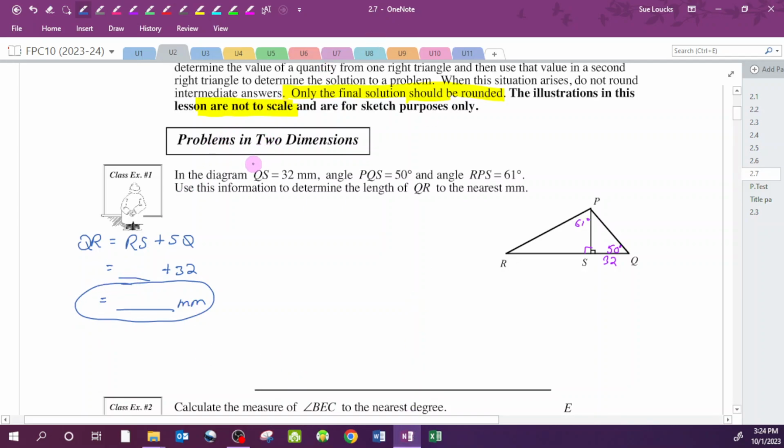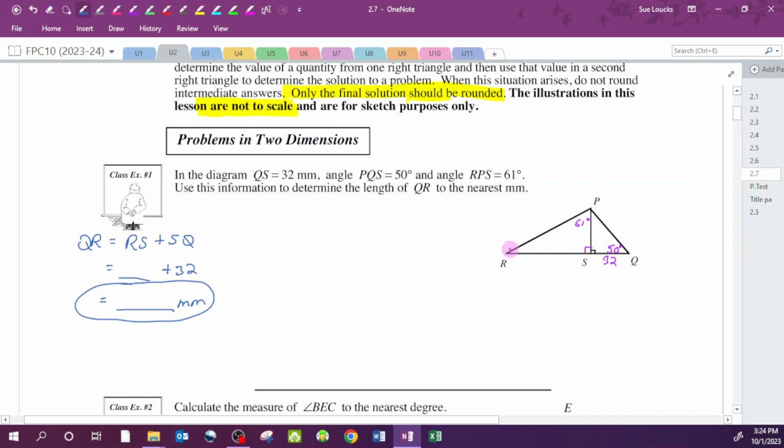So in order for me to find RS, there's two ways that I can do this. And it actually doesn't matter which order I do this in, how my thinking goes. But let's start from the end. I'm looking for RS. Now, to find RS, I need to know some things about this triangle. I only know two things about this triangle. I only know the 61 degrees and the 90 degrees. I don't know any side lengths.